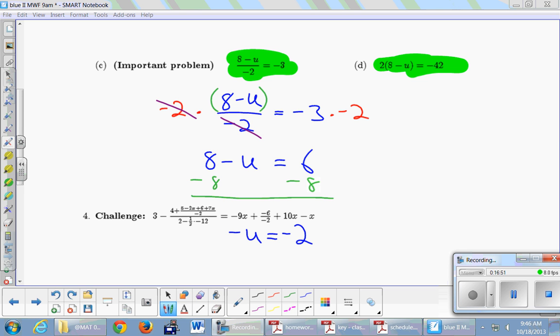Right. Yeah, and then we saw this kind of trick earlier today. I would encourage you to multiply both sides by -1. If you have not just the variable, but negative the variable, I would just multiply both sides by -1. And so our final answer here, u equals +2.